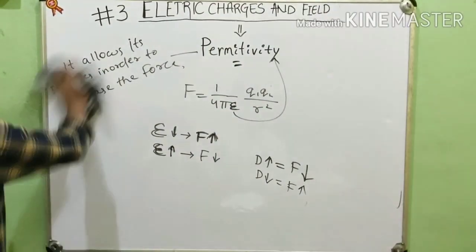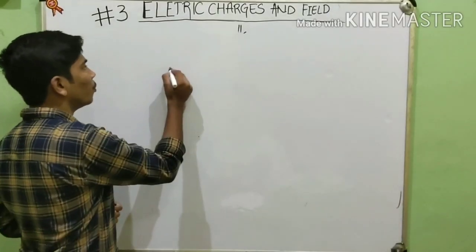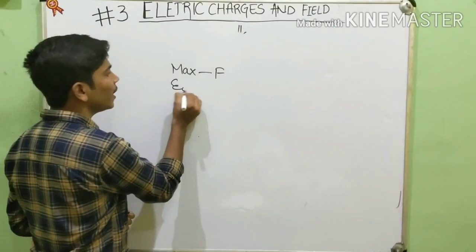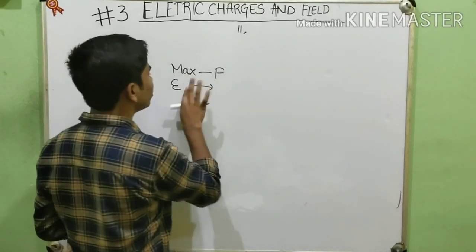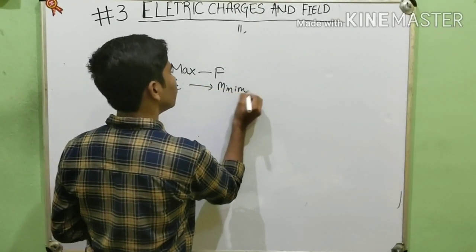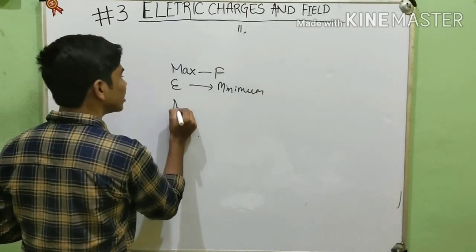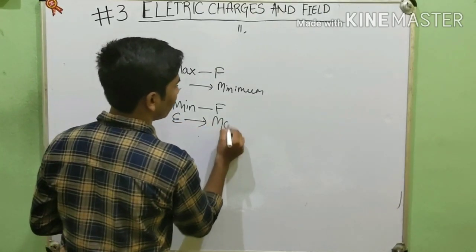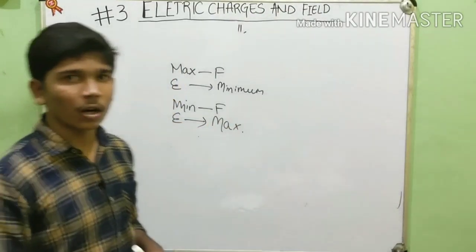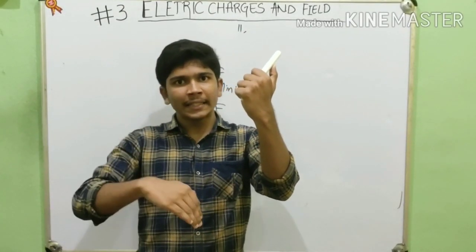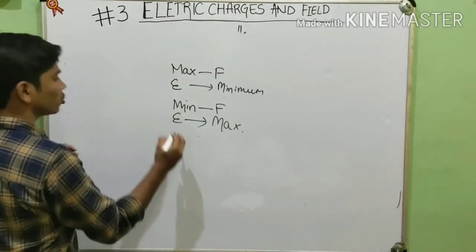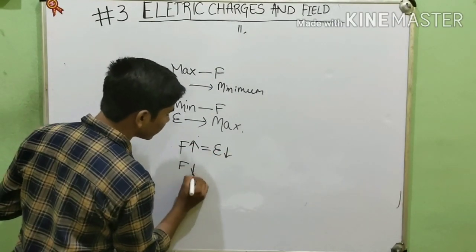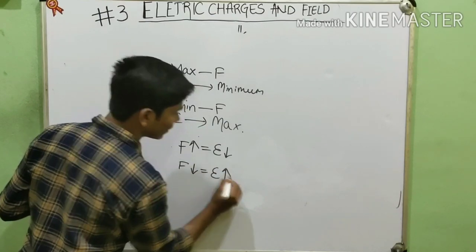So when the force is maximum, permittivity will be minimum. When the force is minimum, permittivity will be maximum. Understood or not? If force increases, permittivity will decrease. Feel it. If force decreases, permittivity will increase.